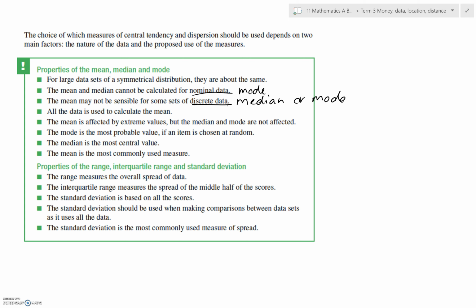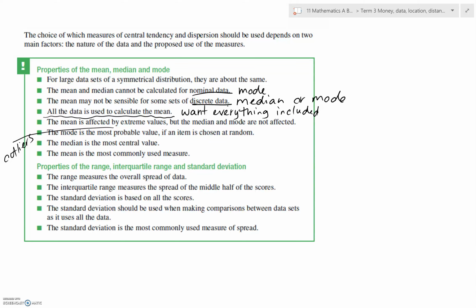All the data is used to calculate the mean. So that could be useful when you want everything included. The mean, however, is affected by extreme values. So outliers is what they're talking about there. Things that fall far outside the data, the mean is heavily affected by that. Median and mode are not affected. So if you have some outliers that you think are a bit odd, you would not choose the mean to calculate information about your data.